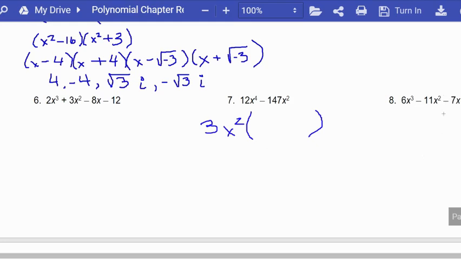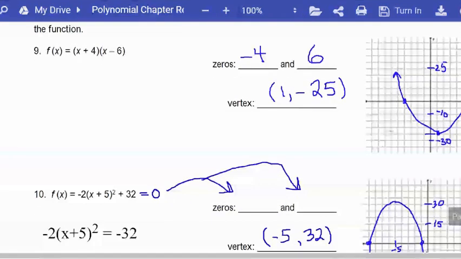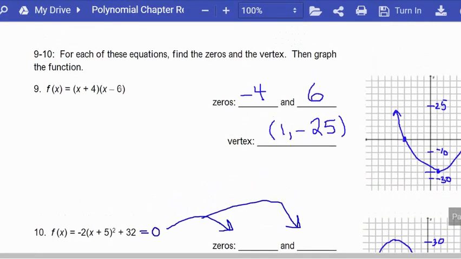Same thing with number 8. First factor out that x, and then you've got a quadratic equation. You could factor using either the box method or guessing and checking. Number 9, if it's in this factored form, we can recognize zeros really easily. X plus 4 as a factor means -4 is a 0. X minus 6 as a factor means 6 is a 0.